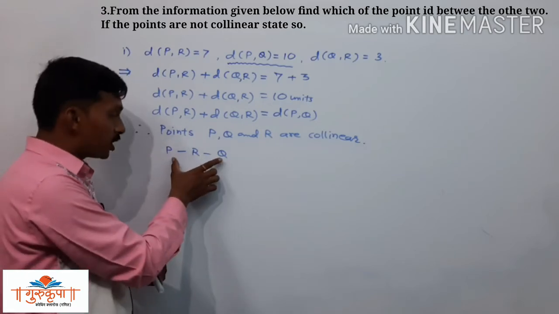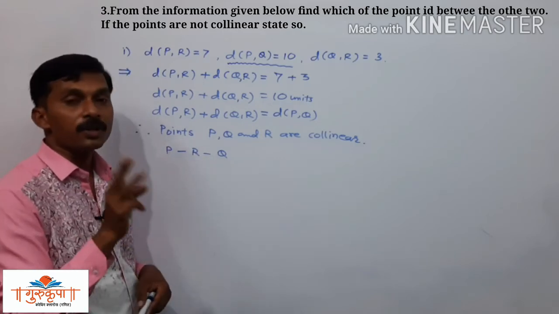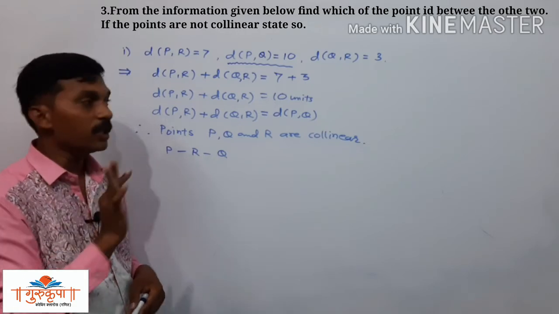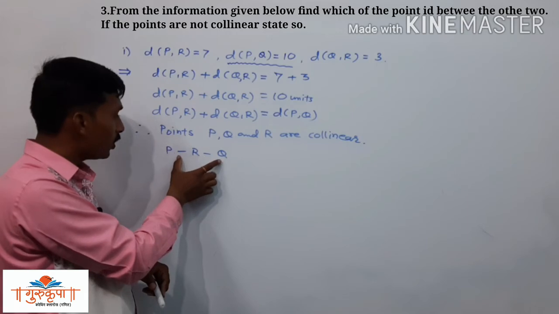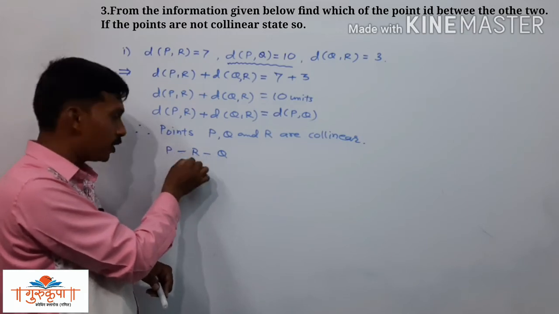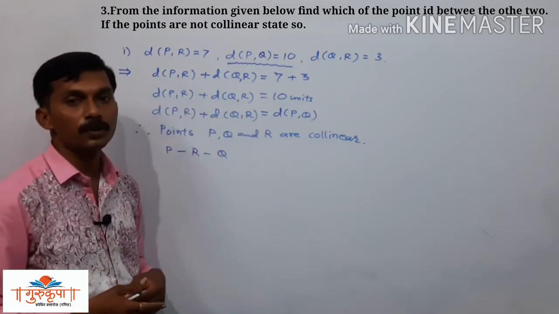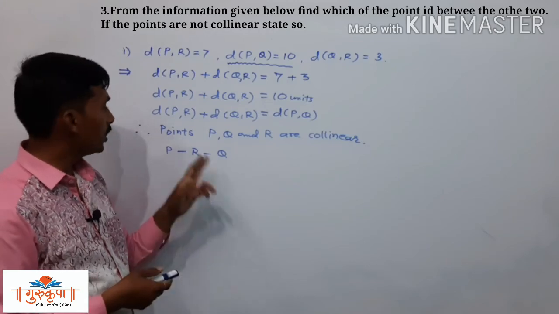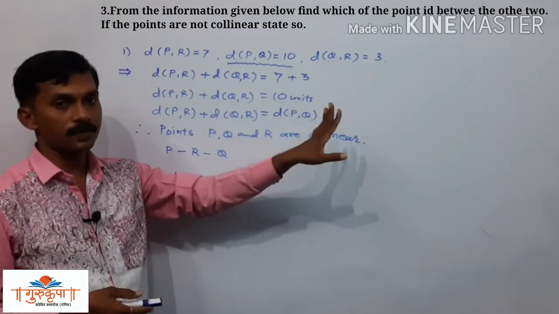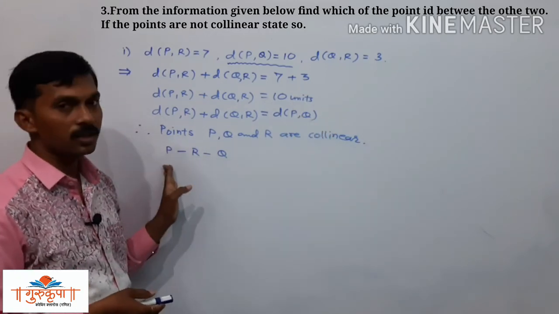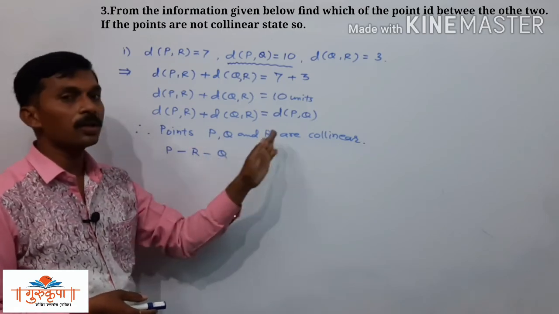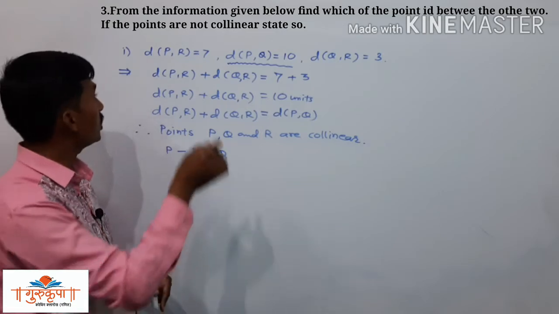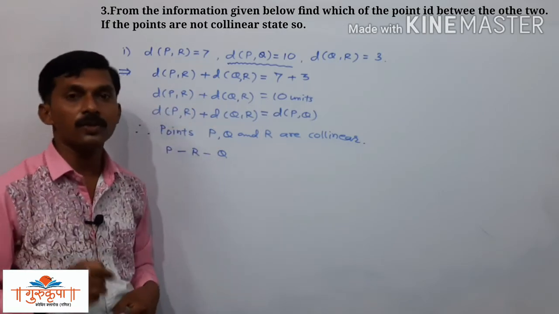We can write this relation if and only if the given 3 points are collinear. If the points are not collinear, then we are not able to write which point lies between the other two. If we get that the points are not collinear, there is no need to write this, because you cannot write it. So this is the first example from the third question.